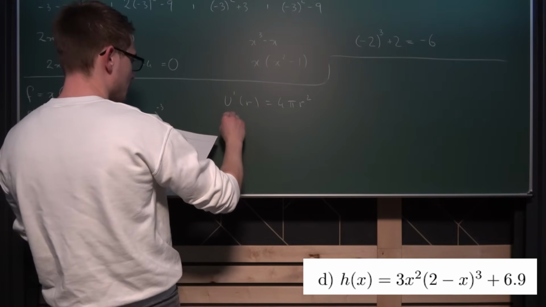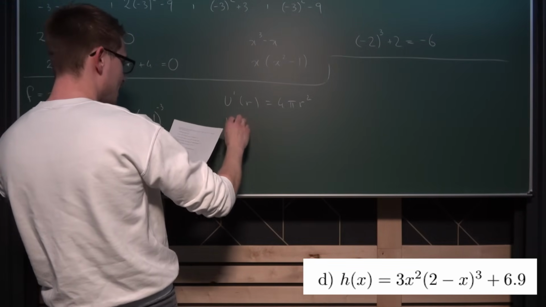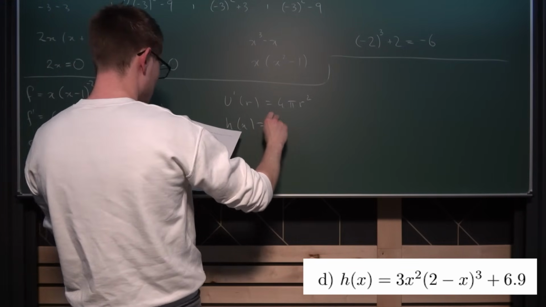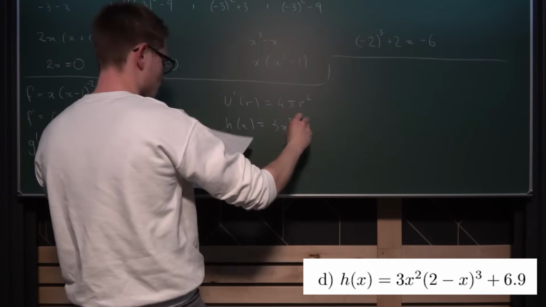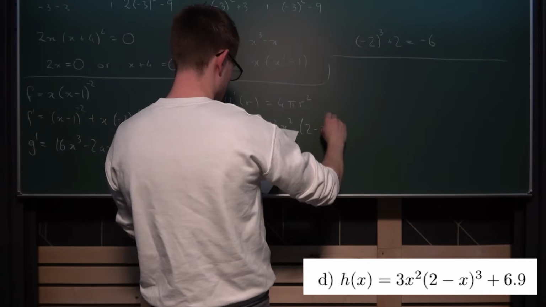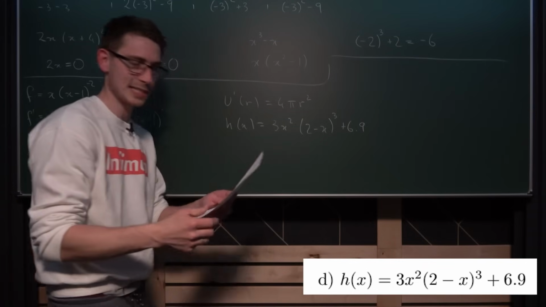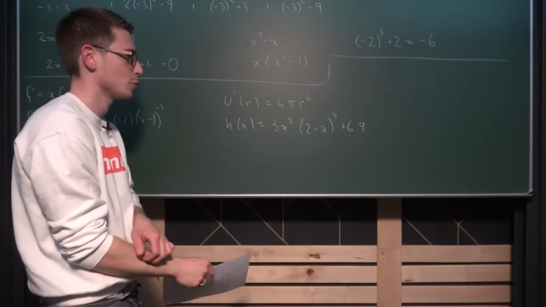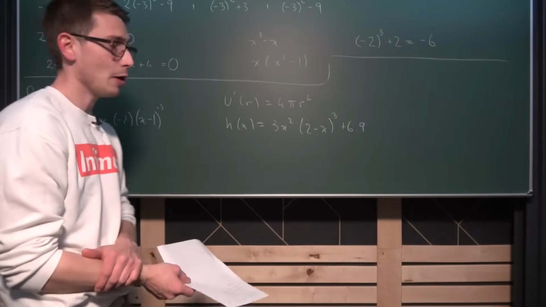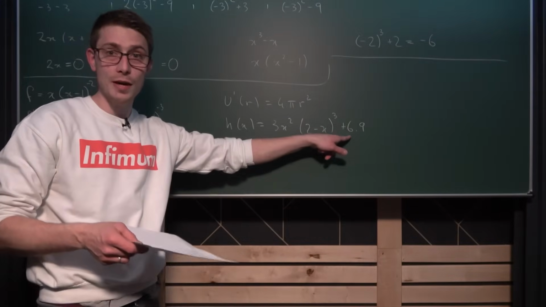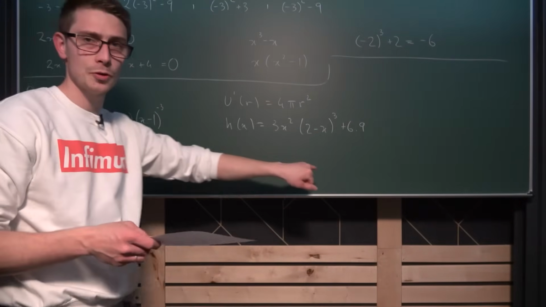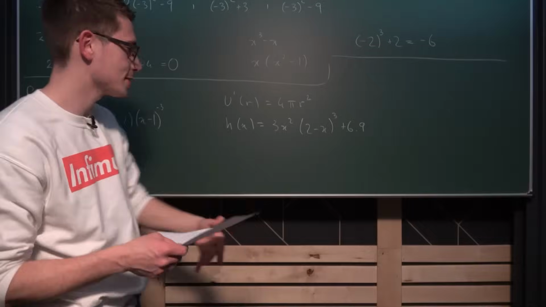Now, next up, we have h of x being equal to 3x squared times (2 minus x) cubed plus 6.9. There's always a 69 somewhere in my exams and a 420 in some kind of way. Now, obviously, this part right here is going to vanish, so that's the easy part. You already get a point for that, if you notice this.